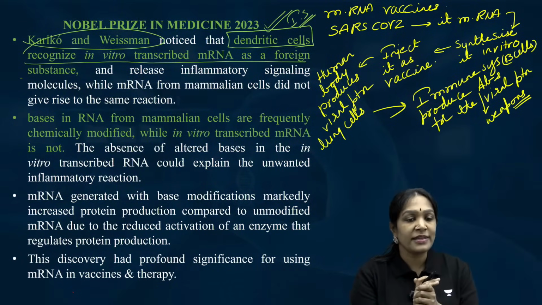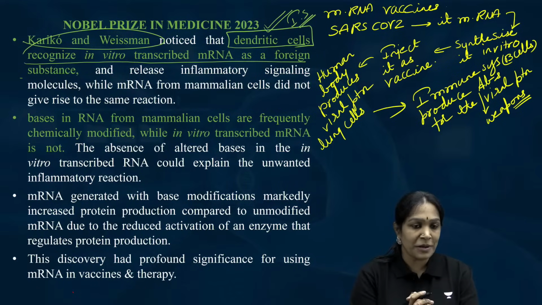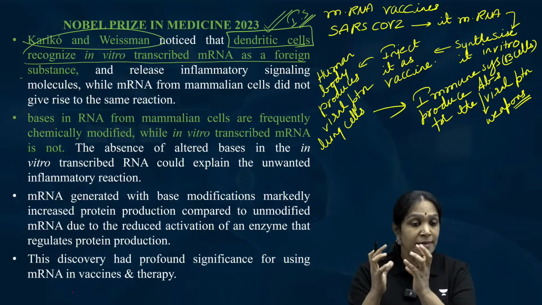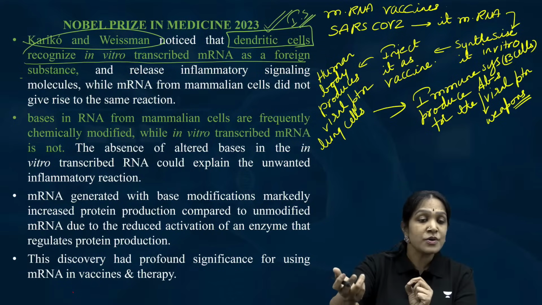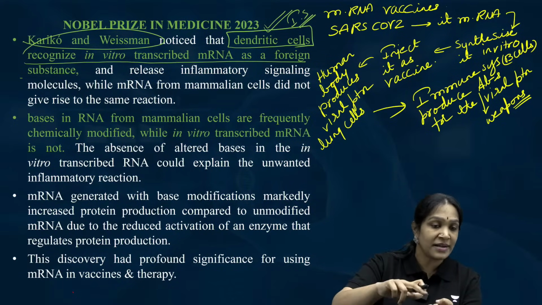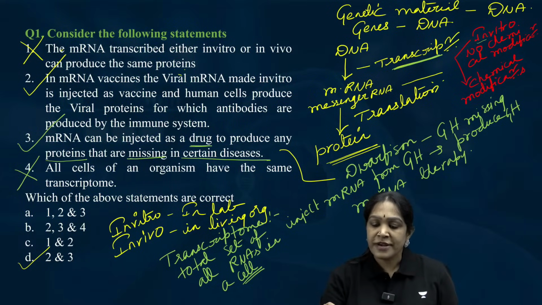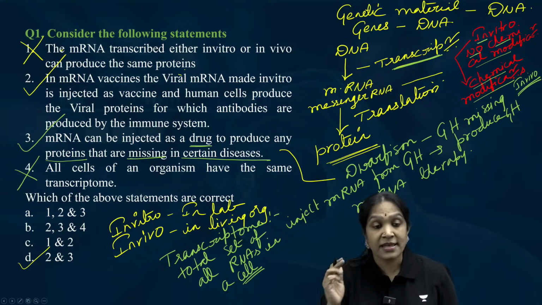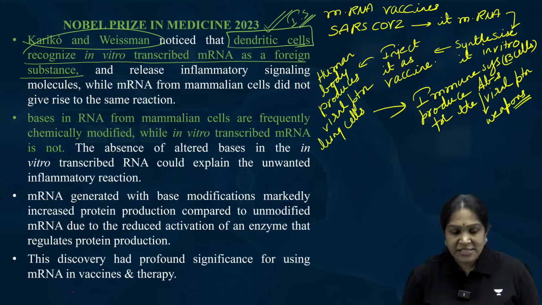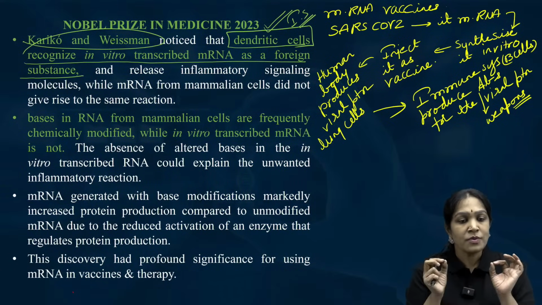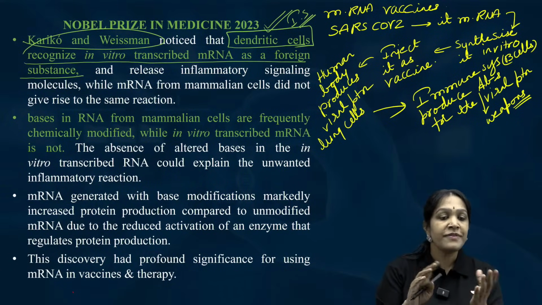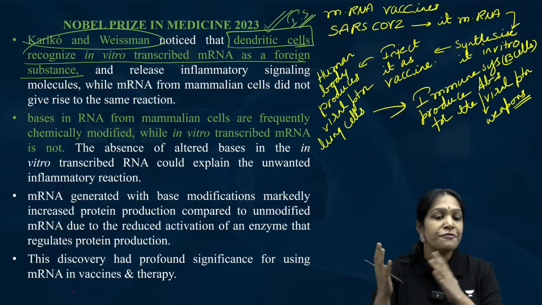They recognize in vitro transcribed mRNA as a foreign substance. Why did these people get the Nobel Prize? Because they discovered that the immune cells recognize in vitro synthesized RNA as foreign material. We discussed the reason here: in vitro synthesized RNA has no chemical modifications, while in vivo synthesized RNA has chemical modifications. So the immune cells recognize the in vitro synthesized mRNA as foreign.